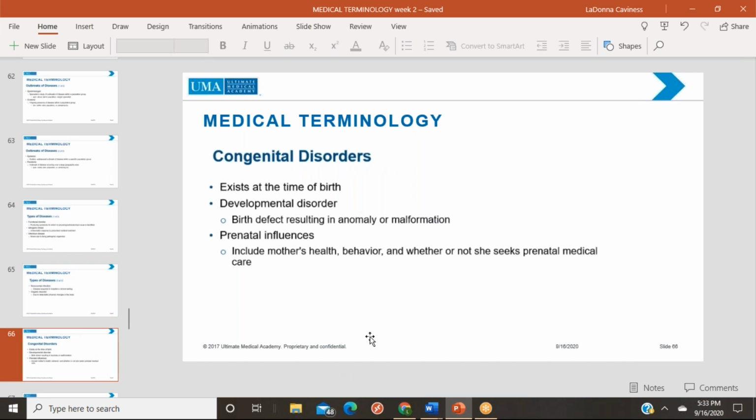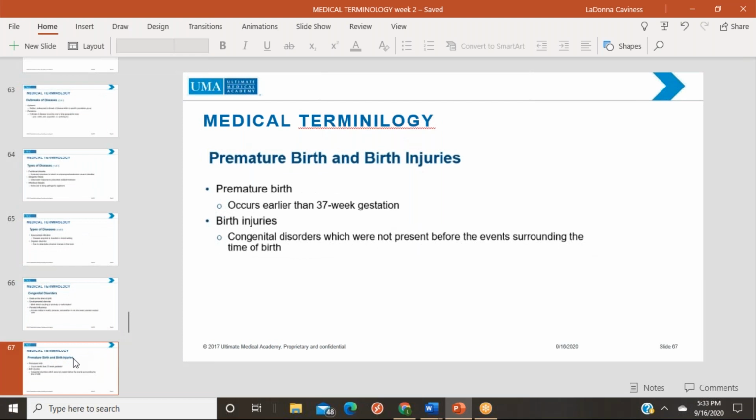Congenital disorders exist at the time of birth. Developmental disorder, birth defects resulting in anomaly or malformation. Prenatal influences include the mother's health, behavior, and whether or not she seeks prenatal medical care while being pregnant, of course. Premature birth and birth injuries. Premature birth occurs earlier than 37 weeks gestation. Birth injuries, congenital disorders which were not present before the event surrounding the time of birth.